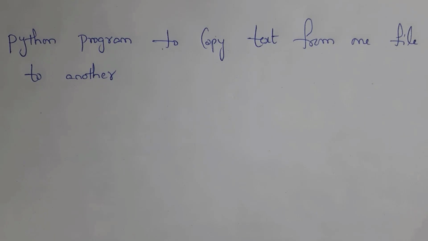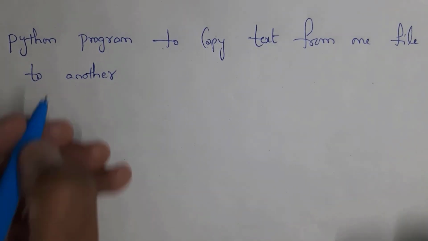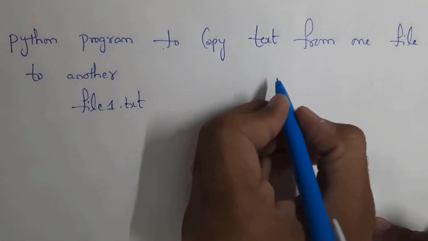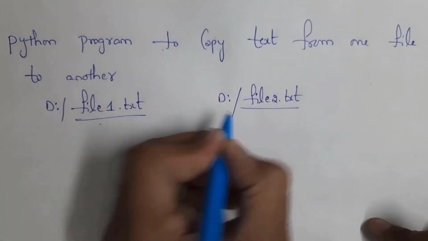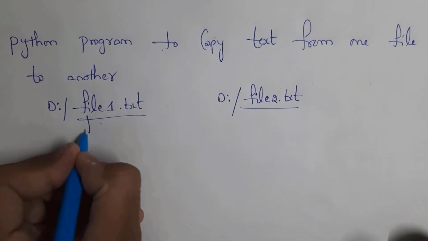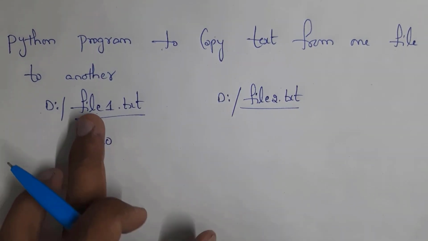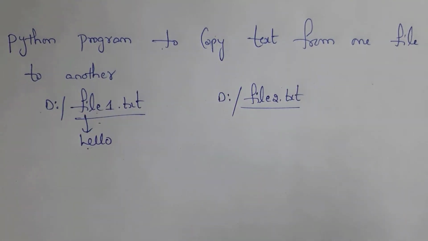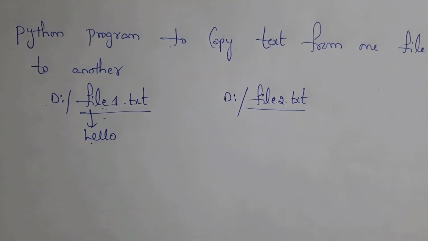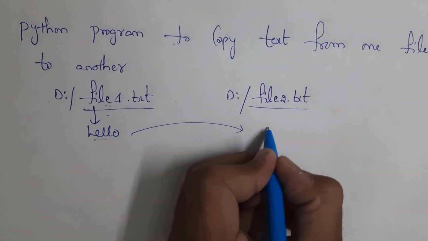Next I will explain a Python program to copy text from one file to another file. For example, there are 2 files. One file name is file1.txt and another file name is file2.txt. And both these files are present in local disk D. And file1 contains text, that is hello. Now I want to copy data which is present in file1 to file2. I want to copy hello to file2.txt.